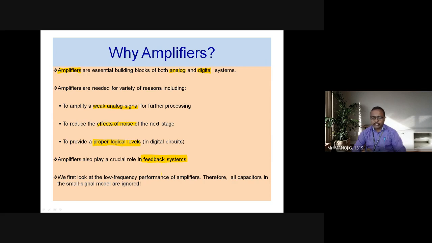In that particular area, amplifiers play a very important role. So we will look at low frequency performance of amplifiers, and then we will also see how to analyze amplifiers with respect to the parameters. This is the reason why we are studying this particular topic called why amplifiers.